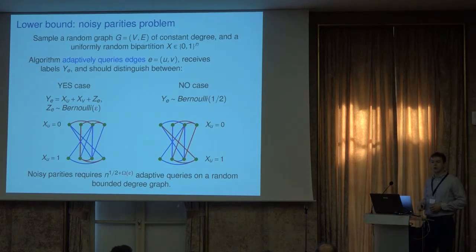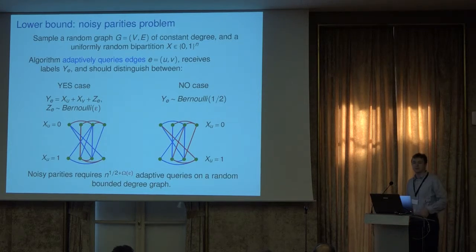If epsilon is 0, then even in that case, one cannot really distinguish between the two cases before the algorithm finds at least one cycle in this graph G. But finding a cycle can be easily seen to require at least square root n adaptive probes, and this in fact recovers the square root n lower bounds for testing expansion.